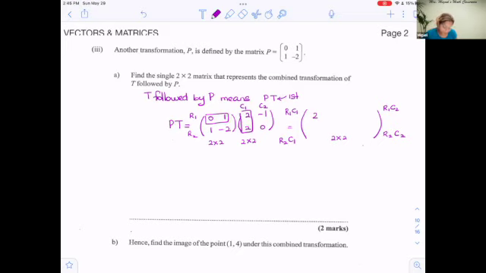Then I multiply row 1 by column 2. So 0 by minus 1 is 0. And 1 by 0 is also 0. So take it down and you multiply row 2 now. Row 2 by column 1 first and then column 2 second. Write it down and take it down.